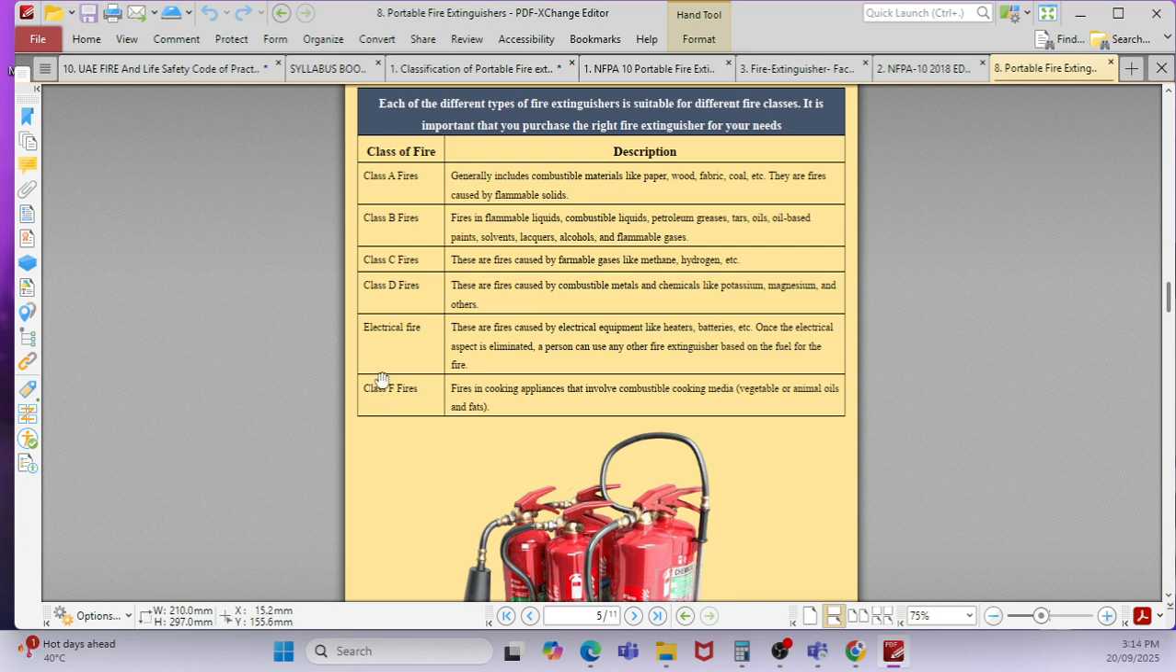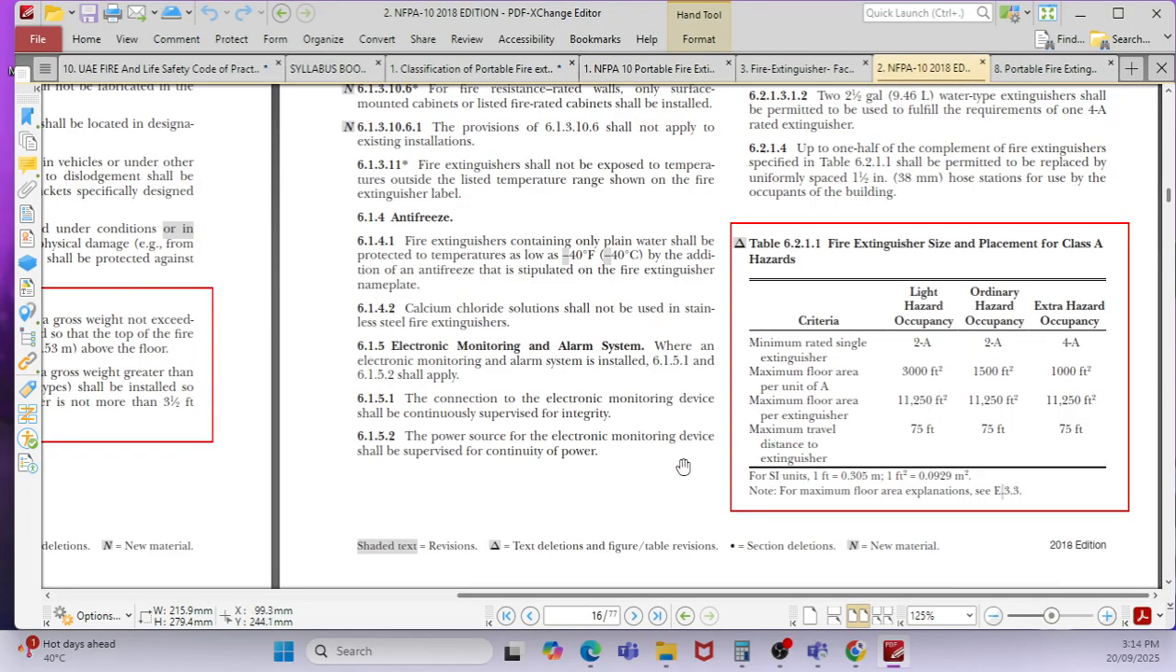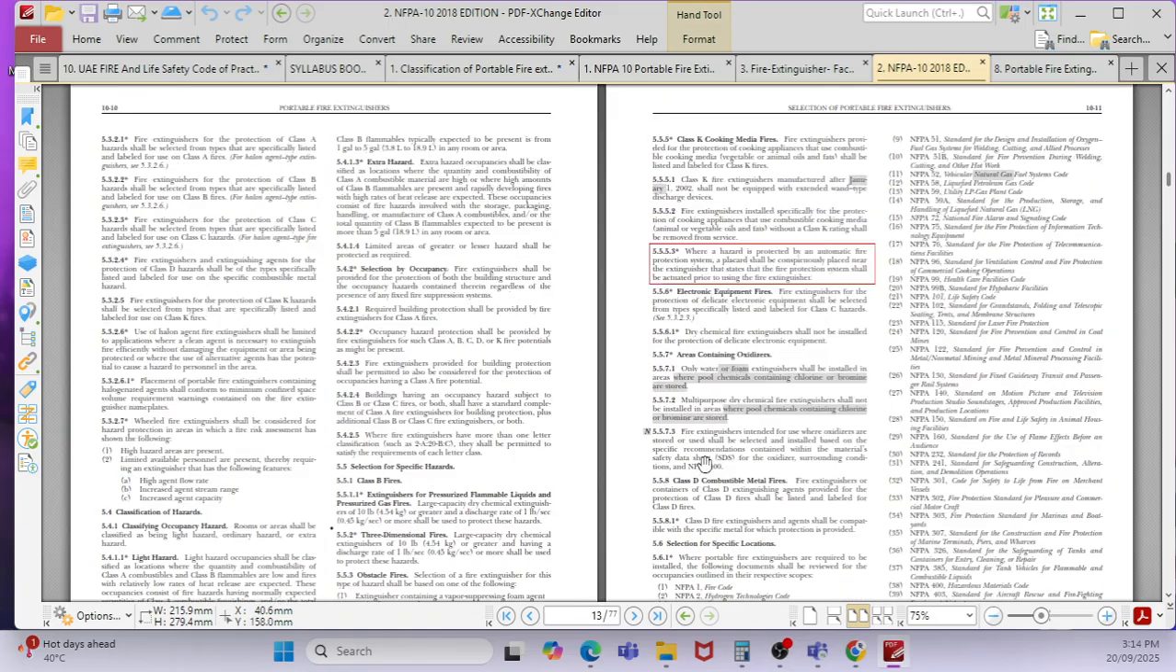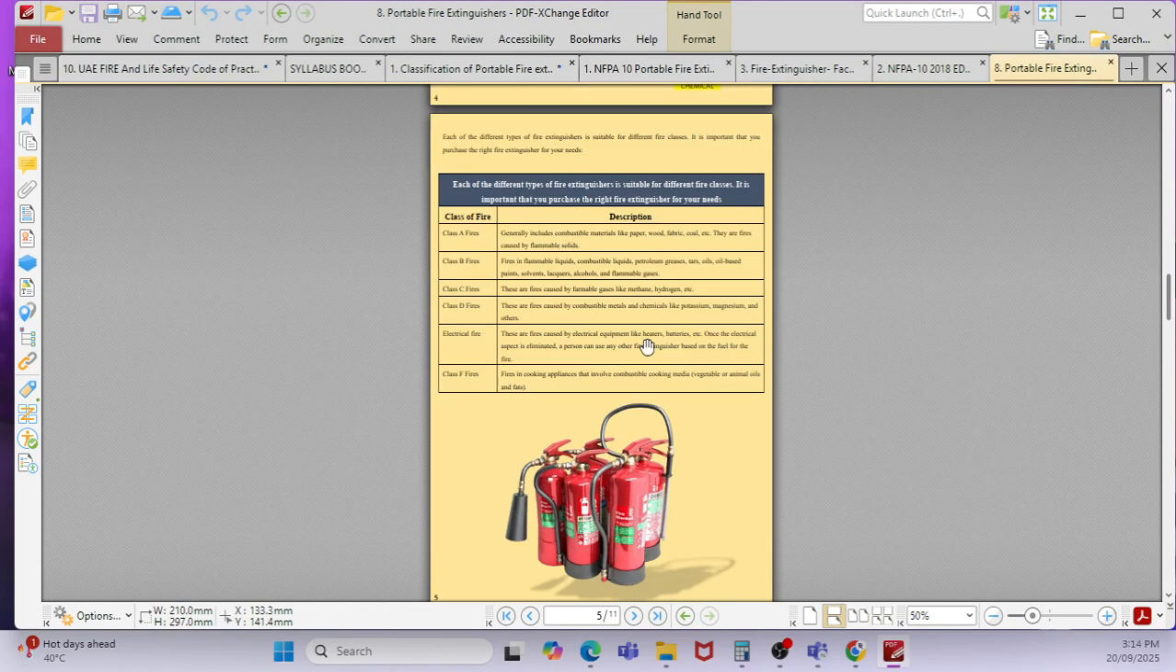See here, class electrical fire. So this is the electrical fire basically. If you have any confusion on the numbers, you can refer to the application. For example, here they are talking about class C for flammable gas like methane and hydrogen. But as per NFPA specification, this is the one. NFPA says it involves energized electrical equipment. Yes, that is correct.